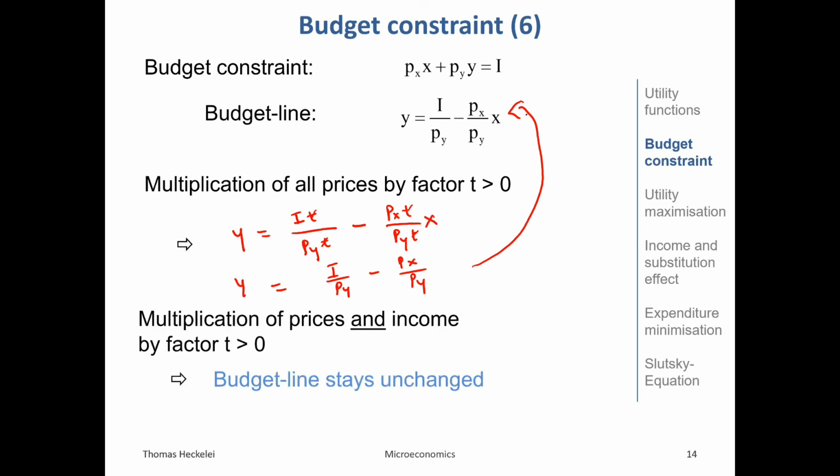One example you could think about is when your salary increases by 5%, so times 1.05. And then at the same time, there's also an inflation of 5%. So all prices of goods and commodities also increase by 1.05 times. In that case, nothing changed. You still can buy the same amount of goods as before. Your purchasing power is not changed.